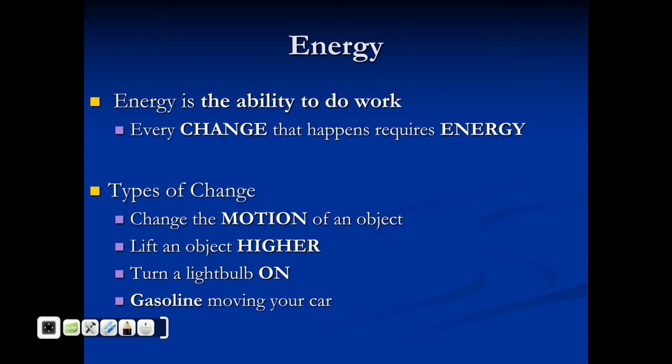And so we're going to look at, obviously, how you can manipulate the energy of an object. There's different things you can do. That's what I'm looking at in terms of types of change. We can change the motion of the object. That's changing the energy. You can change the height of the object. You can turn a light bulb on. You can make the gasoline move a car.